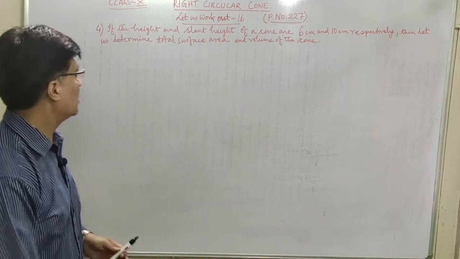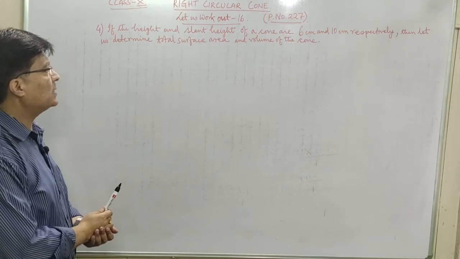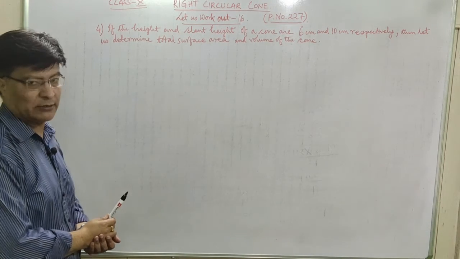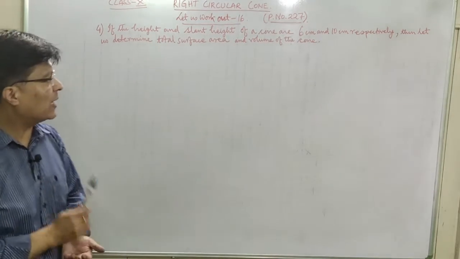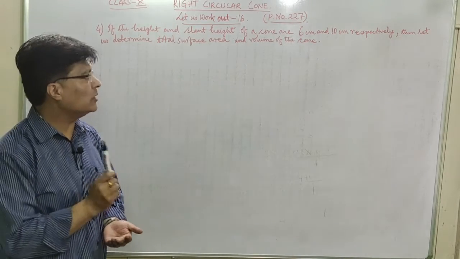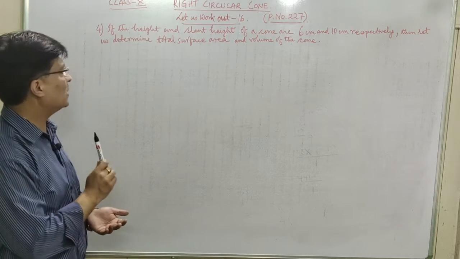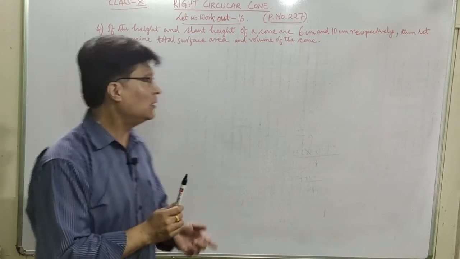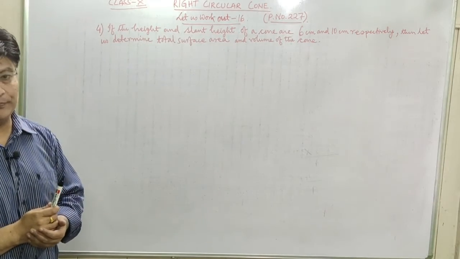So now we'll do the next question, that is number 4. If the height and slant height of a cone are 6 centimeter and 10 centimeter respectively. So what is given out here? The height of the cone is given as 6 centimeter and the slant height of the cone is given as 10 centimeter. Okay, so let us calculate the total surface area and the volume of the cone. You have to calculate the total surface area and the volume of the cone.